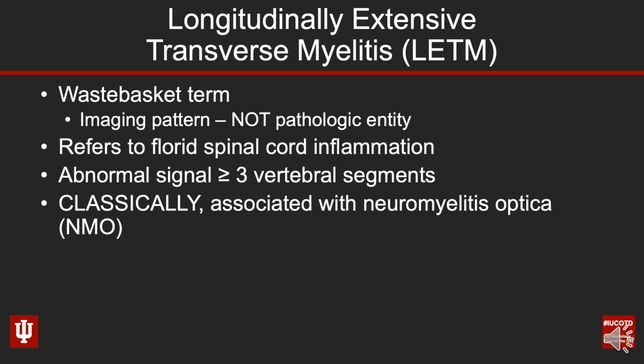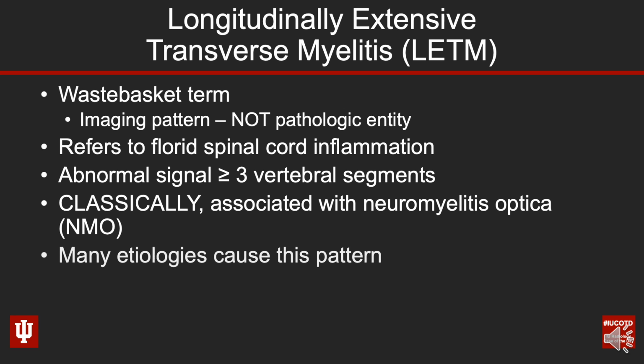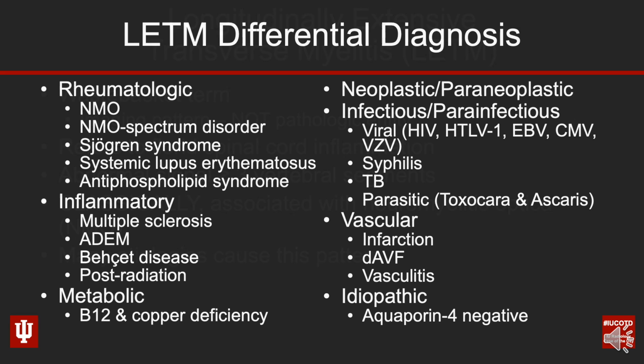Now, classically, this has been associated with neuromyelitis optica, or NMO, but there's a lot of different etiologies that can have this pattern. So I like to look at this as sort of an entry point for ushering you into a specific differential diagnosis pattern, but it's not a specific diagnosis itself. When you see this, you need to be thinking about multiple potential differential diagnoses. And we can see those listed here. So these are broad categories, and that's the way I like to approach these. You can really get into the weeds if you're not careful with these cases.